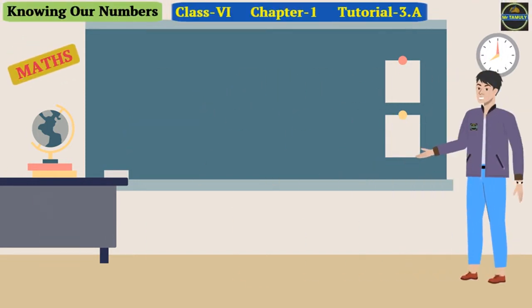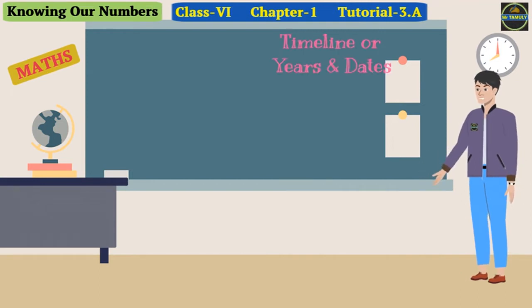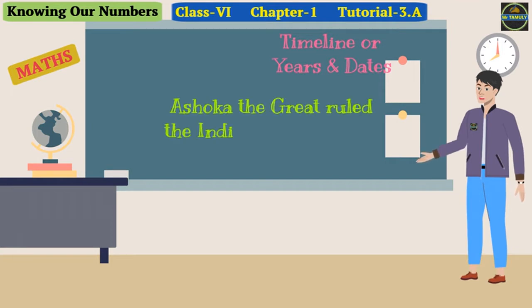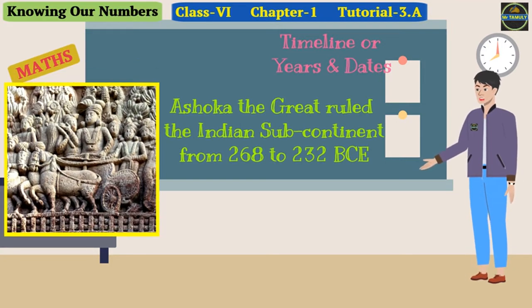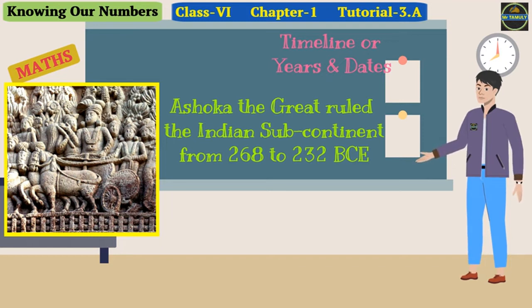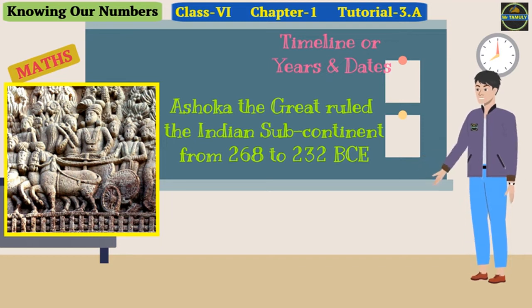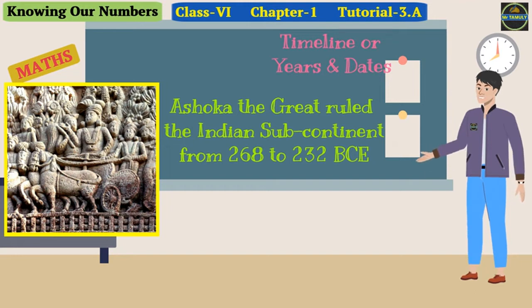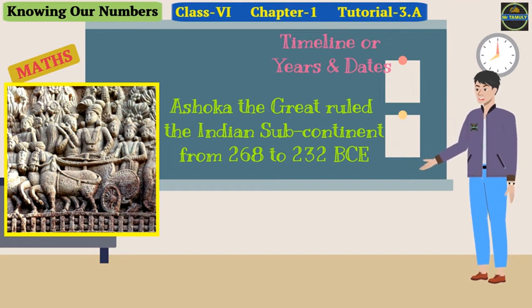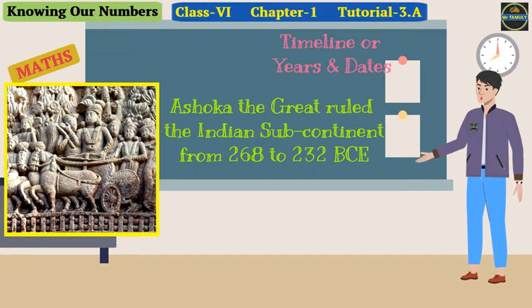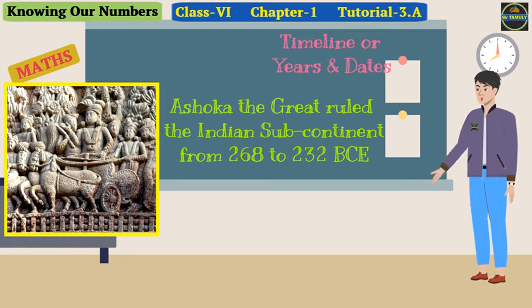As we all know, one of the most important features in the study of history is timeline or years and dates. For instance, when I say, Ashoka the Great ruled the Indian subcontinent from 268 BCE to 232 BCE, I am referring to a certain period in the timeline. To understand the terms like BCE and CE, let's first quickly learn about the Gregorian calendar. We need to know this for our discussion of the history of the decimal number system.